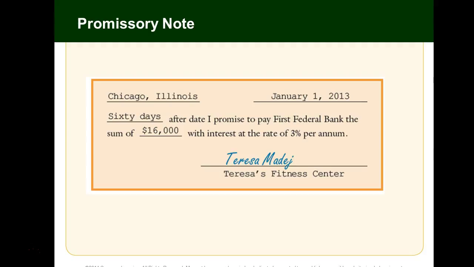Does that make sense? Recognition: do we have something? Yes, we have a promissory note, or a note payable. Valuation is $16,000. When is now. Where are we going to record it? As a short-term liability because we know it's going to be due soon. Does that make sense?